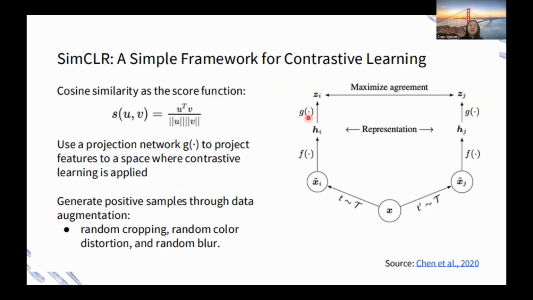Yeah, and so again, this is just the math of it. You guys don't need to really care so much about these, but essentially it's just to further show the idea for this. So we use a cosine similarity as the score function to assign a score to how close two samples are. And then we use a projection network, G, to project features into a space where we can apply the contrastive learning.